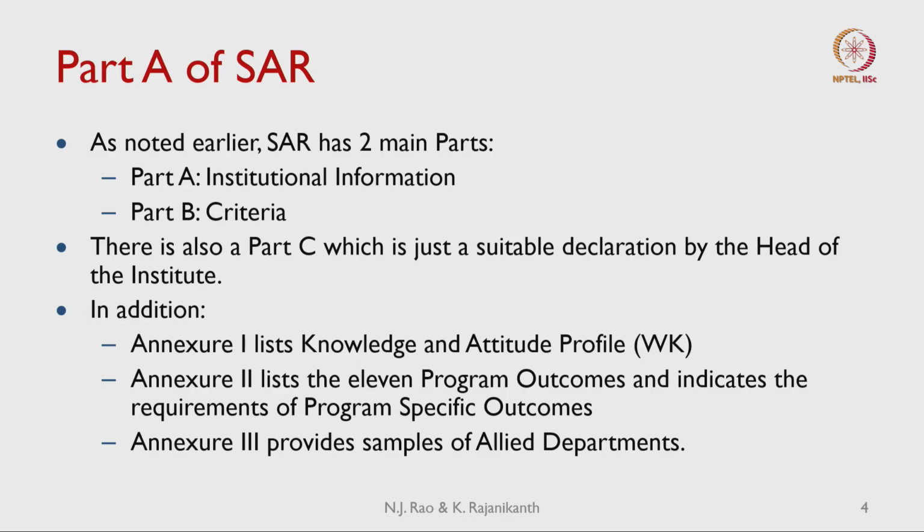So, the annexure 1 lists these knowledge and attitude profiles. Annexure 2 lists the 11 program outcomes and indicates the requirements of program specific outcomes. Again, recall that we mentioned in the earlier versions of the SAR and the accreditation by NBA, there are 12 outcomes, but now they have been reduced to only 11. Then annexure 3 provides samples of allied departments. Again, as we noted in the earlier units, this concept of allied departments is new in the present version of the accreditation. A department and its allied departments are treated as one unit for several purposes, including calculating the SFR and all that. So, annexure 3 provides samples of allied departments.